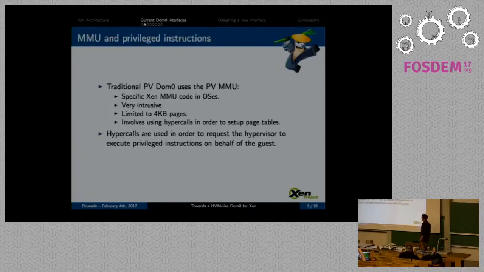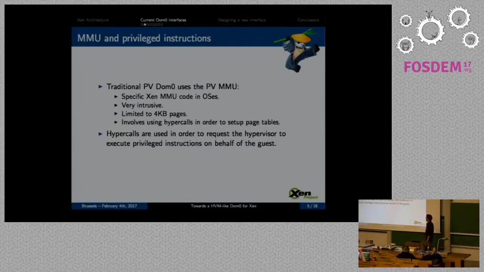So yeah, as I said before, the MMU is different on PV guest because basically we have to provide a set of hypercalls that the guest can use in order to interact with the memory management unit, and that's different from what's done on bare metal, where you just have certain instructions that are used in order to interact with the memory management unit. This code, as I said, is very intrusive because you have to modify core parts of the OS in order to introduce all this Xen-specific code. It's also limited to 4 KB pages only. You cannot use 2 megabyte pages or gigabyte pages, so that's quite a problem related to performance, especially now that we have systems with a lot of memory.